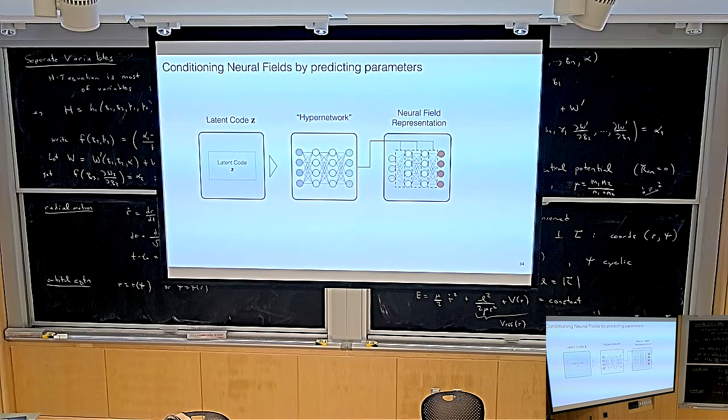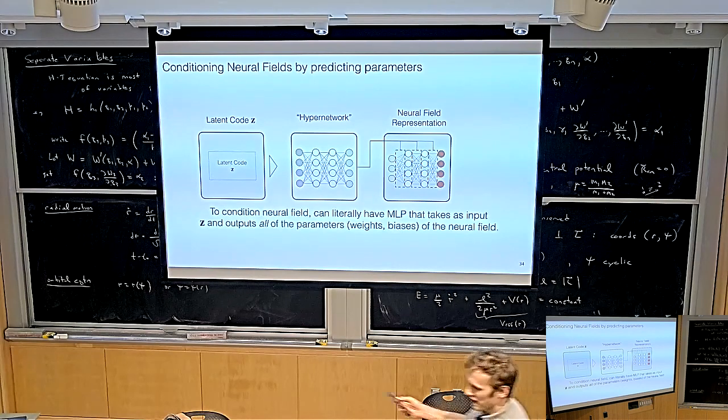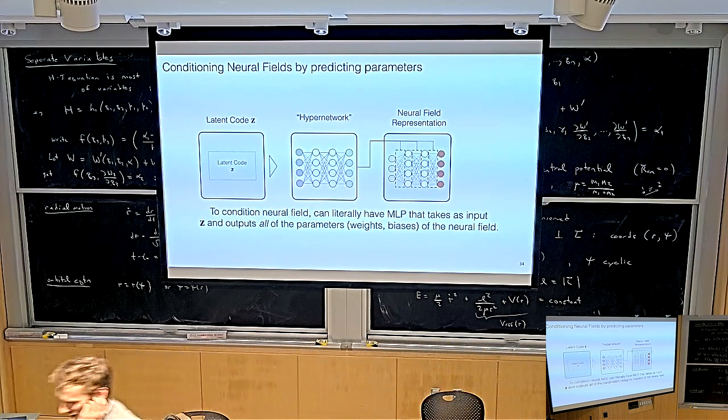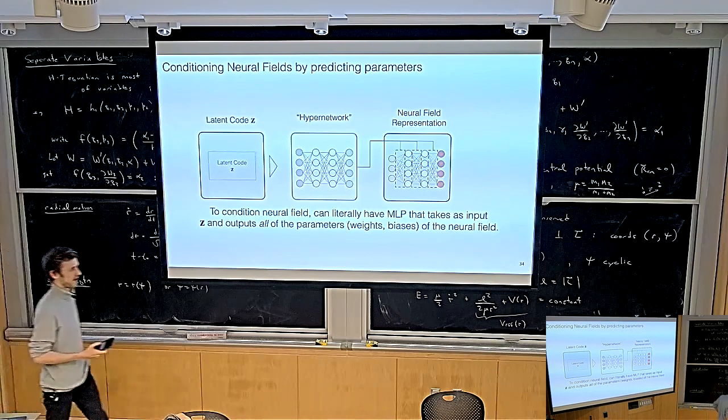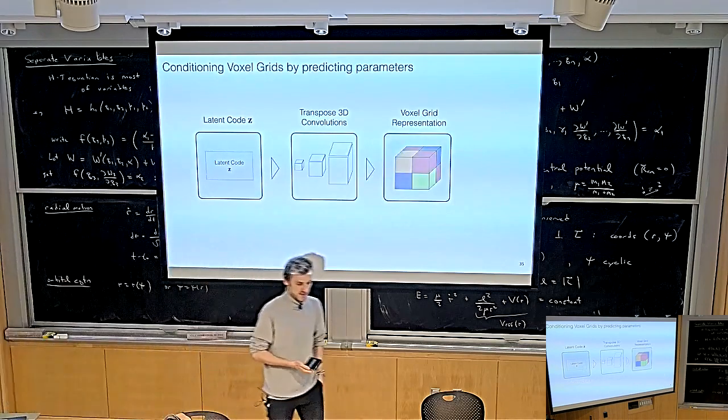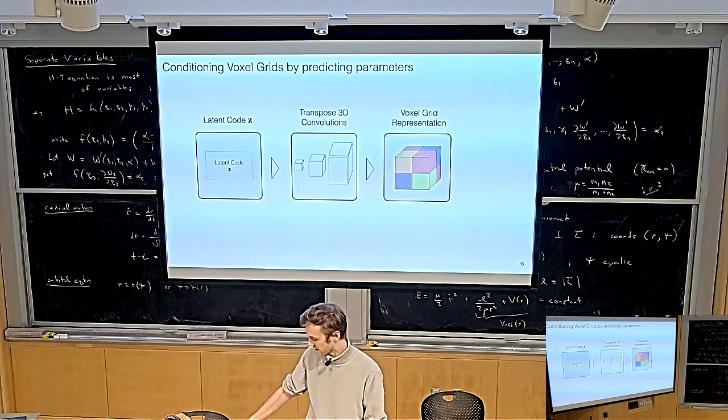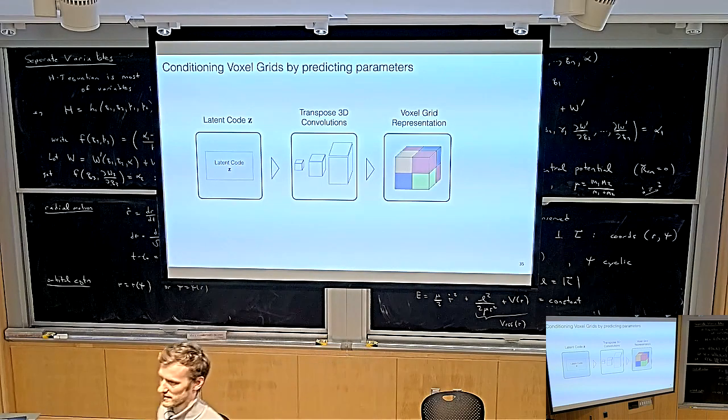Does that make sense? Is that okay? Good. There's basically, so to speak, nothing interesting here. You do the obvious thing. So this is what we're going to do. We're just literally going to take a neural network that takes the latent code as input and outputs the neural field parameters. Okay, so let's say we wanted to instead pick a voxel grid as our scene representation.